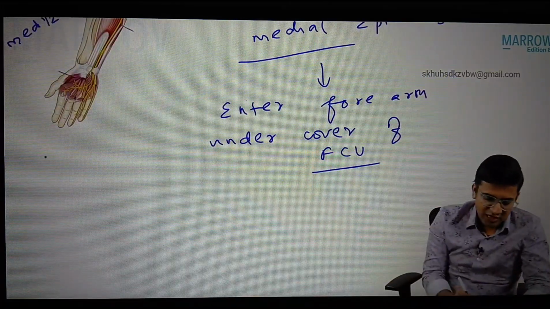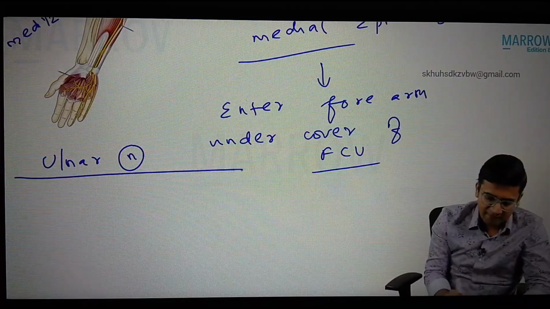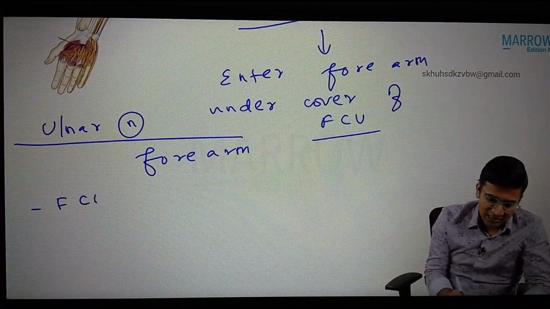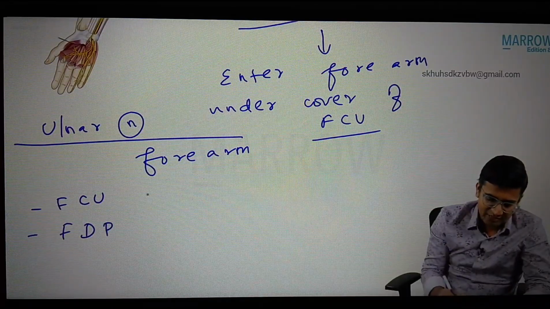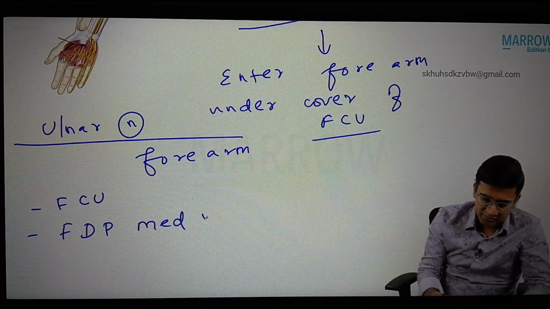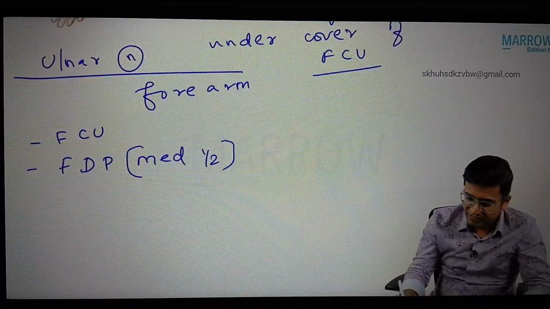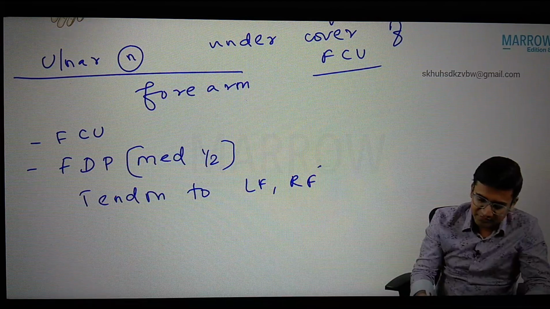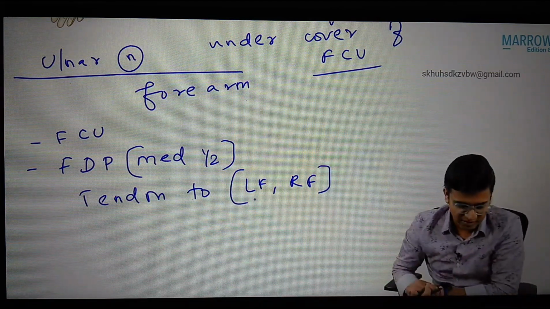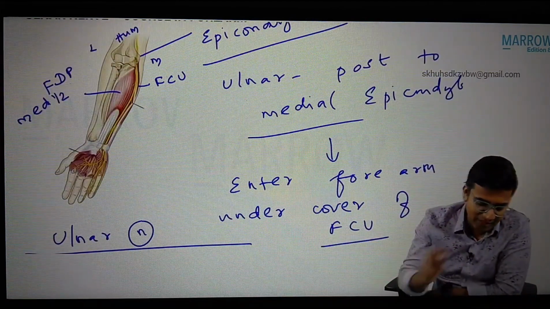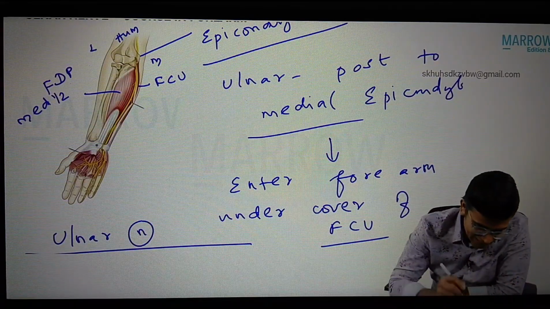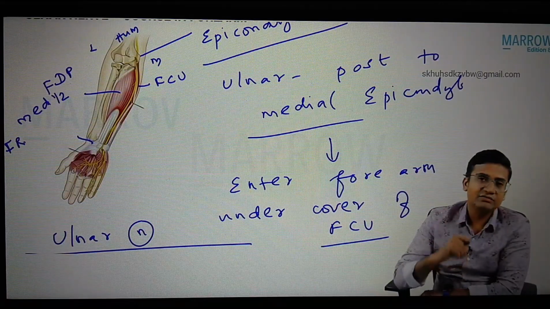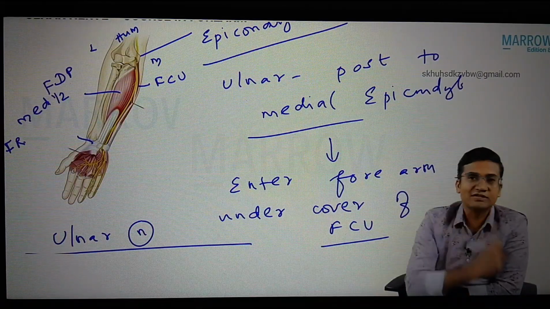We'll write here. So ulnar nerve in the forearm supplies only 1.5 muscles: flexor carpi ulnaris and FDP medial half. So medial half of FDP means the tendons to the little finger and the ring finger. Okay. Then ulnar nerve entering the palm. Now see the diagram. Now in the diagram, this band is our flexor retinaculum. Ulnar nerve enters the palm by passing above the flexor retinaculum.